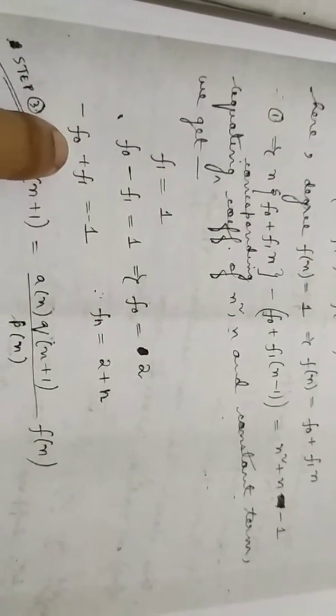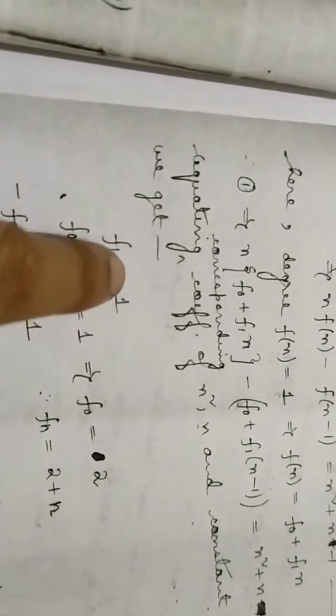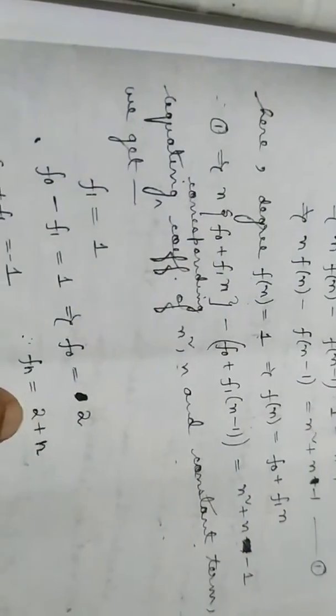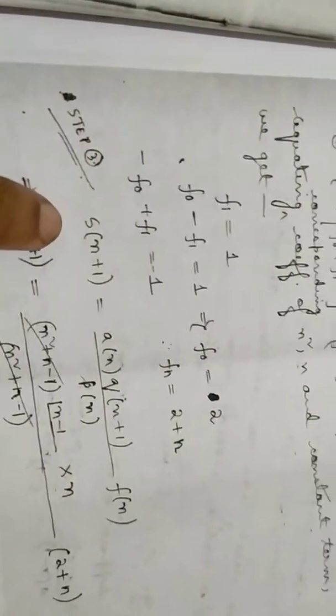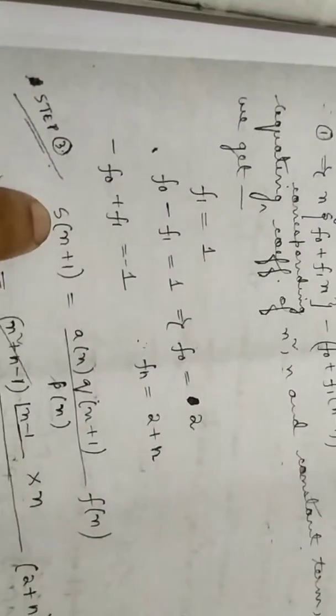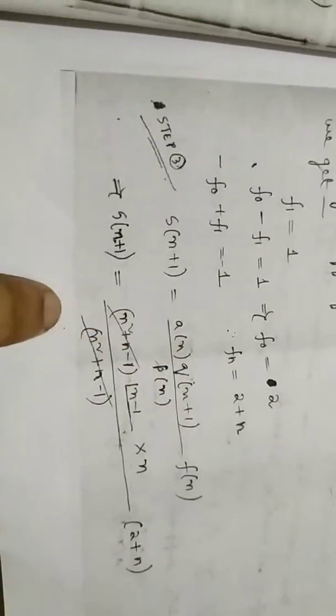Similarly Fn is equal to 2 plus n. Okay, so we have this Fn equal to 2 plus n. Just put the value of f naught and f1. Okay, so since it has a solution, therefore this is our indefinite sum, Sn plus 1. So Sn plus 1 is this by the algorithm. So put the value. Okay, a little bit of calculation, you can see this is Sn plus 1 equal to this.